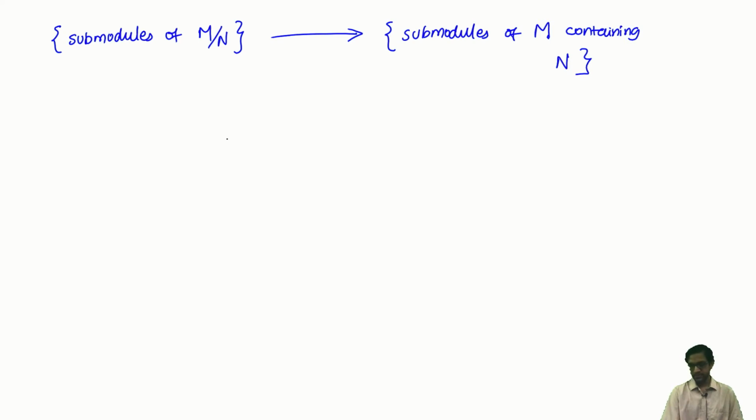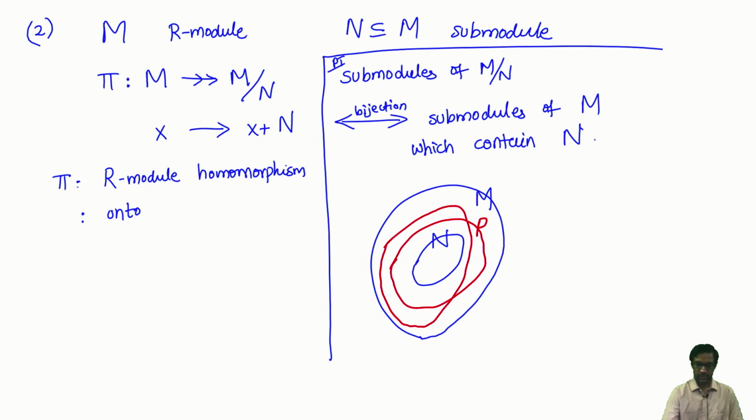So here's the first thing. Suppose I have a submodule. Let's go in the forward direction. If I have a submodule of M modulo N, then here's what I can do. For the moment just go back to the quotient map. The quotient map is a map from M to M mod N. So what I could do is the following.